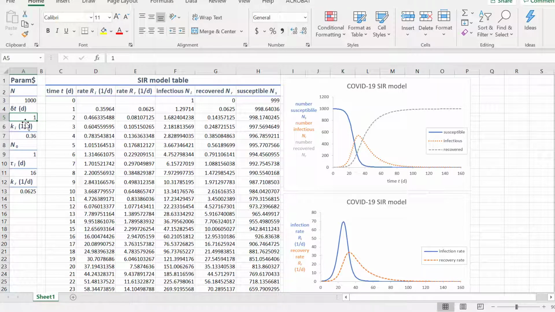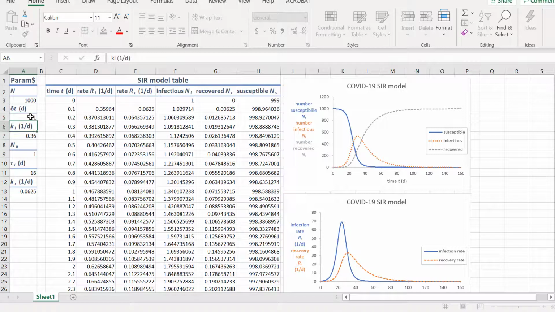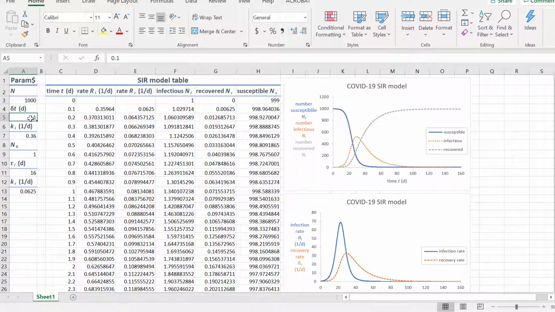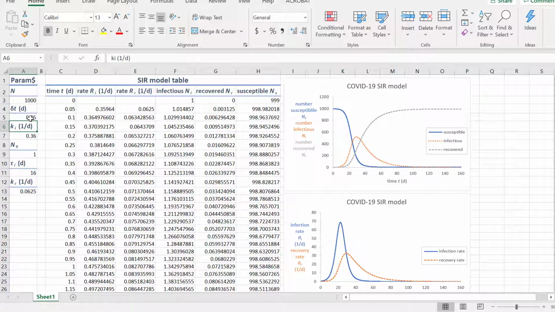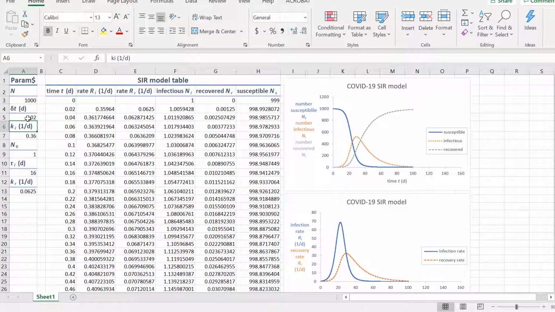So 1 day is too big, as you'll see. If I put in 0.5, the curves move. If I put in 0.1, they move again. If I put in 0.05, they moved a little bit. If I put in 0.01, is that going to be enough? Oh, no, that's too small because we actually ran out of steps. So let's make it 0.02. Alright, so that gets to there.